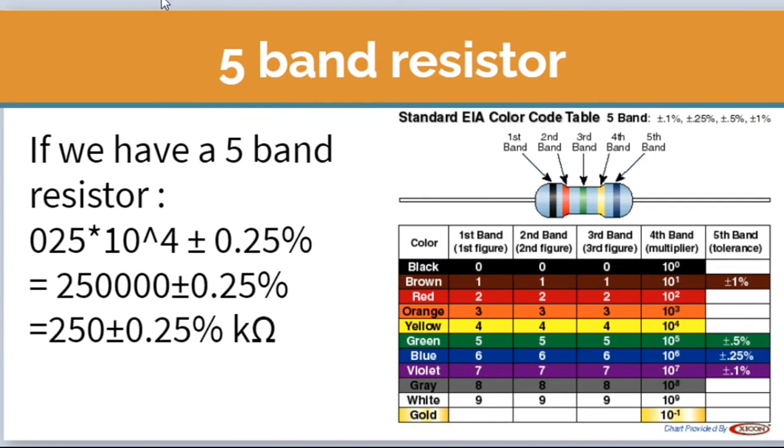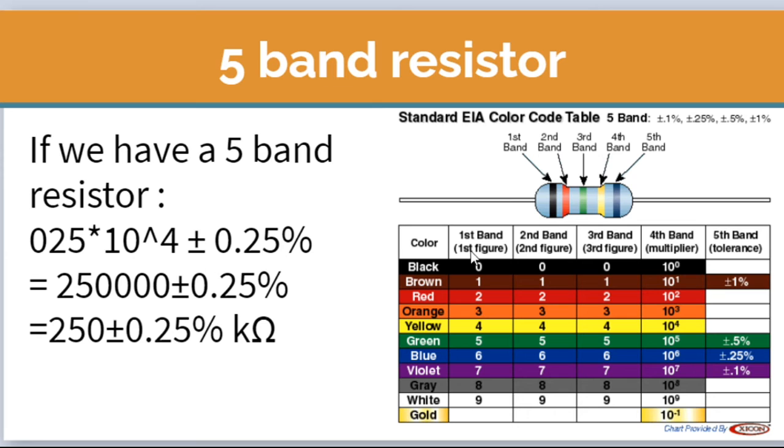And we have the 5-band resistor. The 5-band resistors, the second type of resistors, consist of 5 bands or 5 digits. The first digit, the second and the third have the same role. So we put the value of the first, the second and the third band of the resistor.